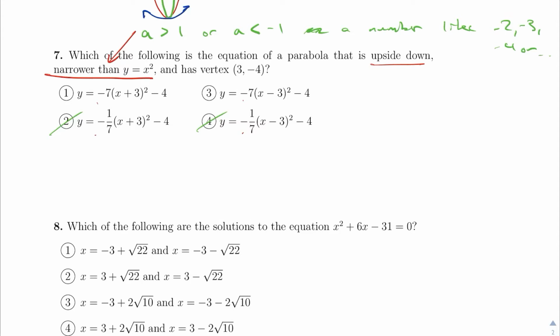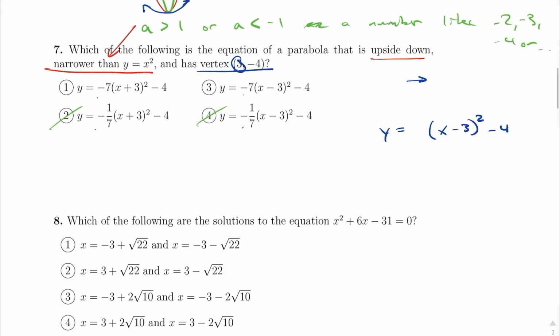And then next up, we need to find the vertex of 3, negative 4. So y is equal to negative a number times x. The transformation, we have to move it 3 to the right, so minus 3, opposite of what we expect inside. 4 down, so minus 4. And then, let's see. Oh, I guess it has to be this one, -7, because the other one has the wrong vertex.